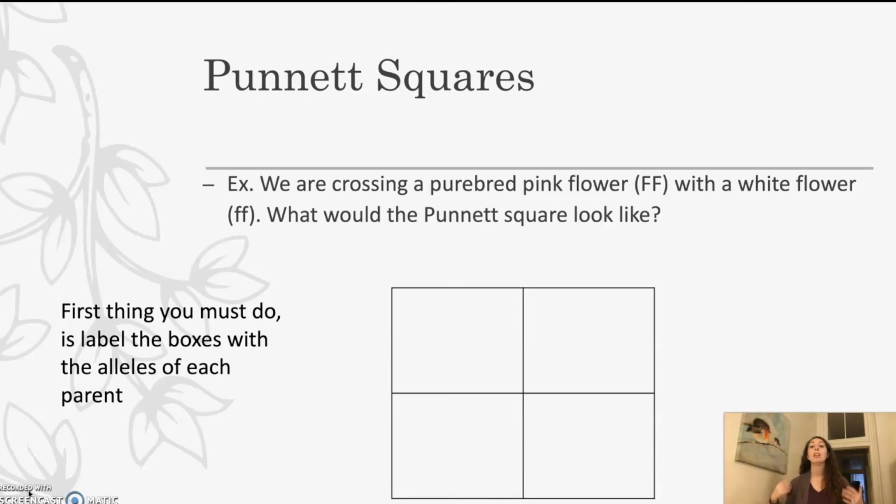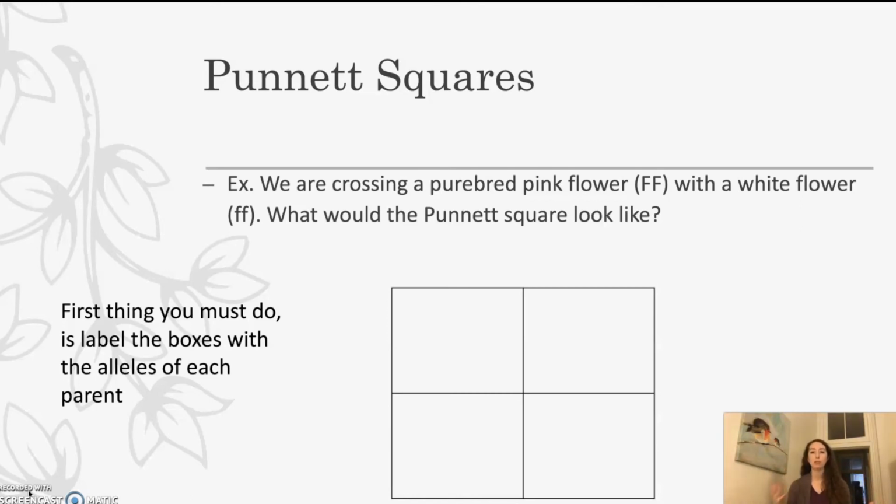So that means that purebred means has two copies of the same allele, so the same version. So that means it has big F, big F. While a white flower has to be little f, little f. Remember, even if it had a single copy of that big F, it would be pink. So if it's a white flower, we know it has to be little f, little f. So what would this Punnett square look like?